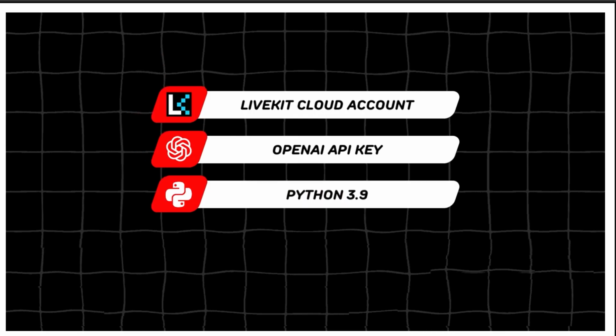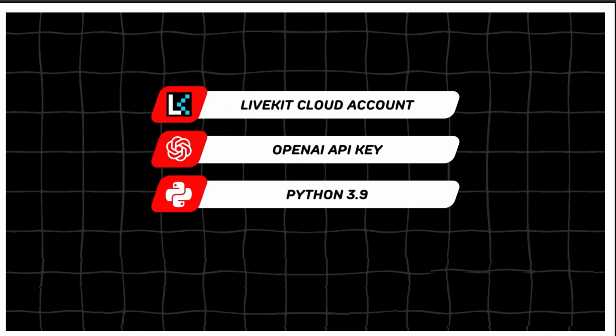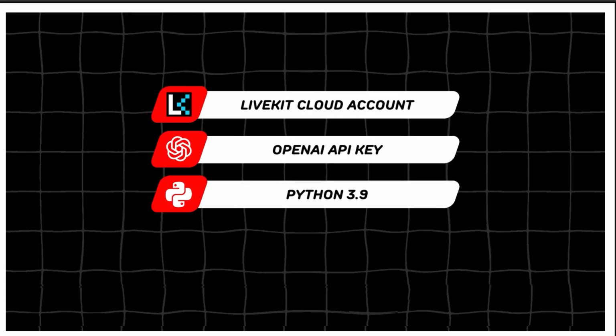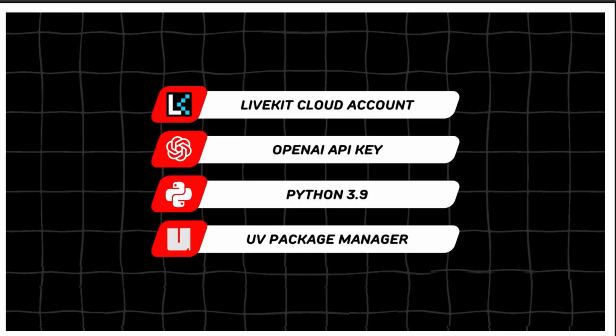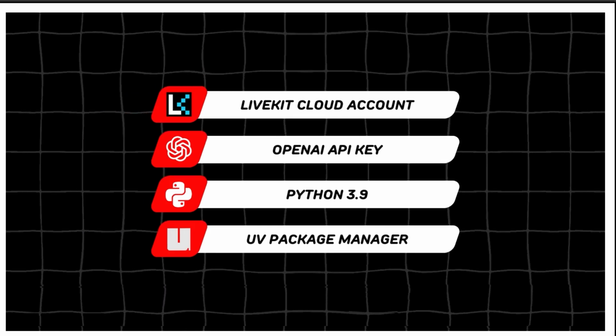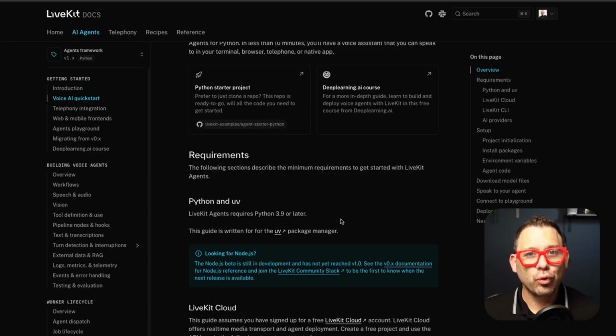Now, the third and fourth thing you're going to want to get is for our actual development environment. So you're going to need Python 3.9 or later, and then you're going to need the UV package manager. You can get this from the docs.livekit.io website. Just come here, make sure you've got those installed as well. Once you have that, we are good to go.